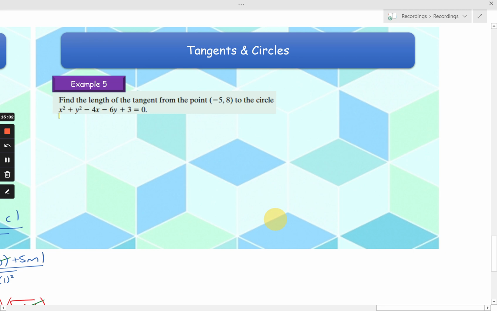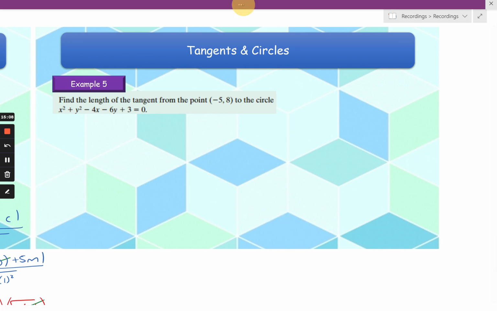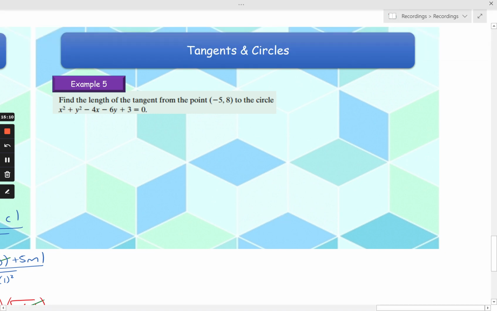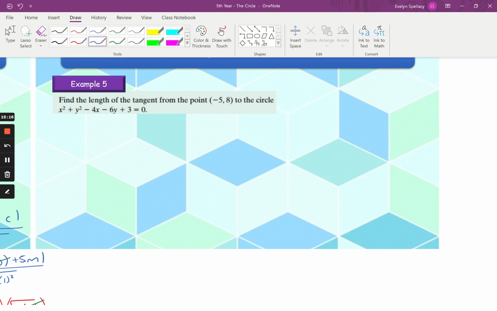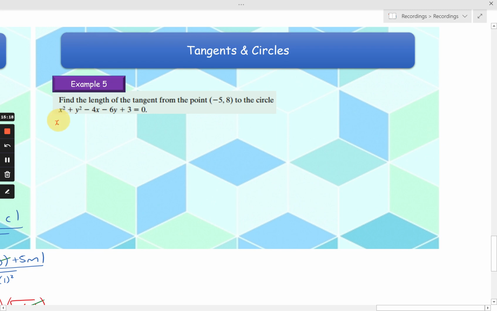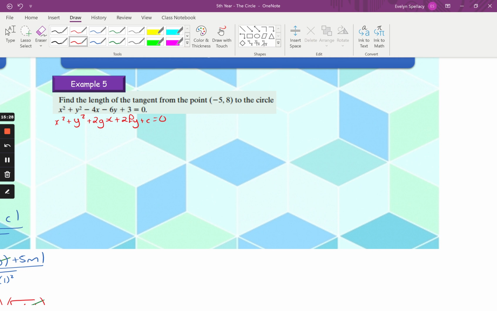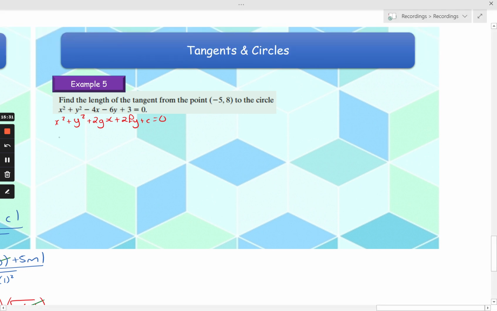So in example 5 here, it says find the length of the tangent from the point minus 5, 8 to the circle x squared plus y squared minus 4x minus 6y plus 3 is equal to 0. So the first thing I would do here is write my general formula for a circle underneath. x squared plus y squared plus 2gx plus 2fy plus c is equal to 0. And from that I need to find the centre and the radius of the circle.